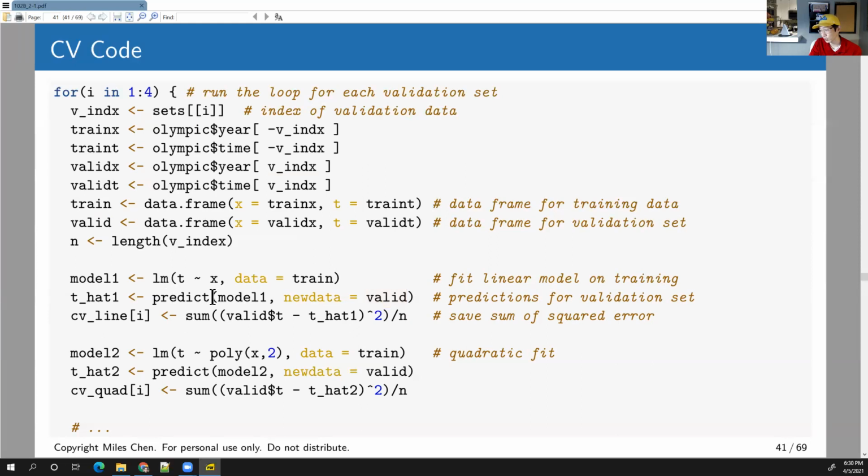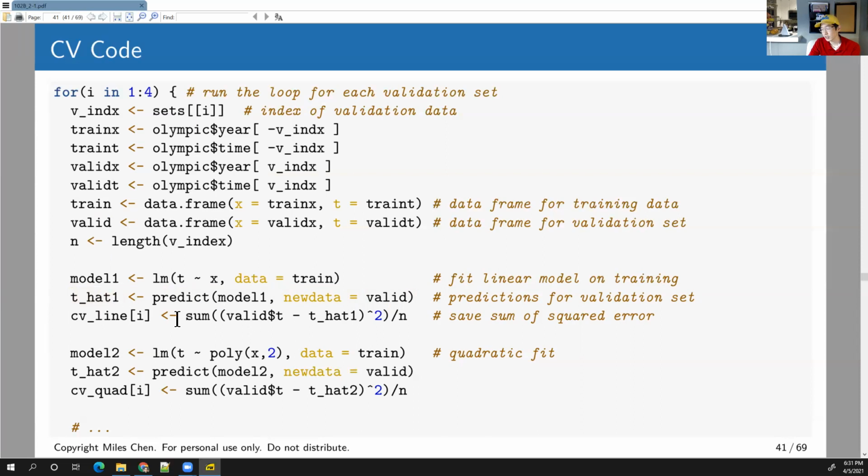We use the predict function. I went over this quickly. I'm assuming you're comfortable with the concepts in 101A. I didn't cover exactly how lm and predict work, but I'm assuming you've seen these functions before, and you're comfortable using predict, plugging in a model you trained earlier and providing it a data frame of new values. When you use the predict function, you get a vector of predicted values, and this is my vector t hat.